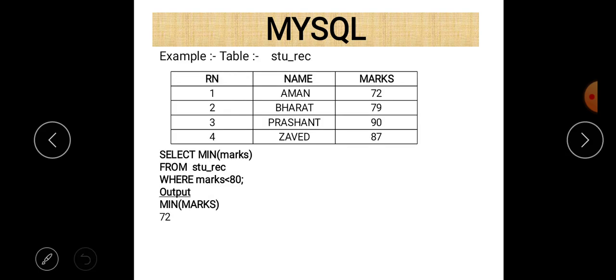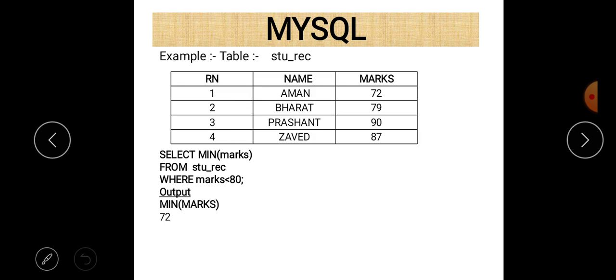So let us see. Let us suppose there is a table stu_rec, and different marks are there, different students are there, roll numbers are also there. So there are three columns: roll number, name, and marks, in the table student_rec, which means student record. So marks are, you can easily see, 70, 79, 87.